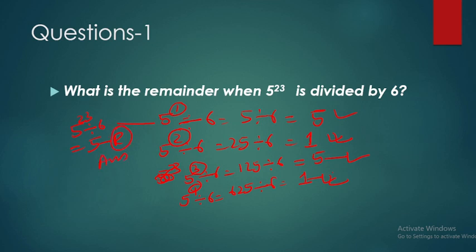So friends, you see how the patterns are being checked. Can you see a pattern in this? And then only you can solve this question. Otherwise, you will have to multiply 5 into 5 into 5, 23 times, then divide it and find the answer. But see, MBA doesn't require that. MBA requires logical reasoning.